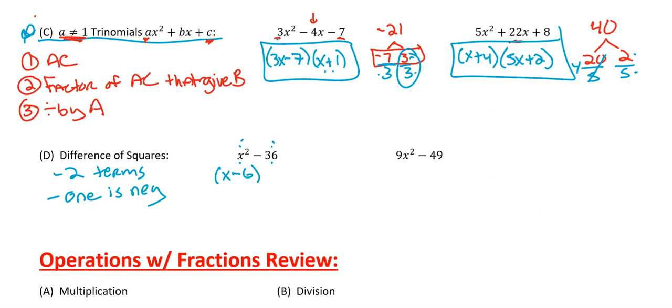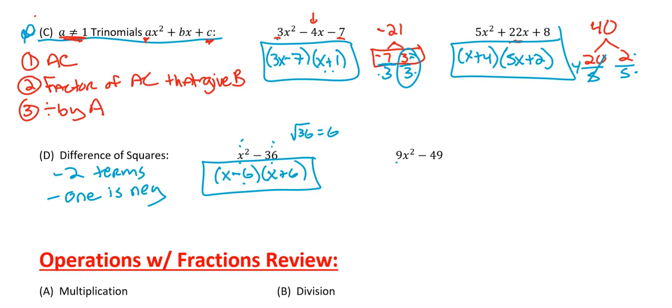It's going to be x minus 6. The square root of 36 is 6. And then it's going to be x plus 6. And again, the reason this one works out is because when you go back and FOIL it out, the middle terms will cancel. So you just end up with x squared minus 36.